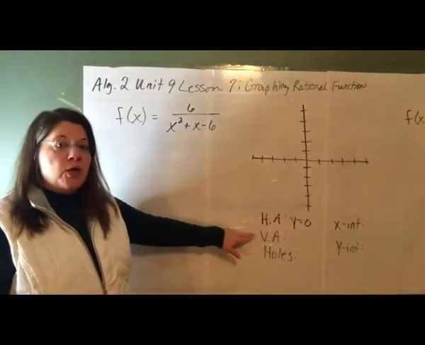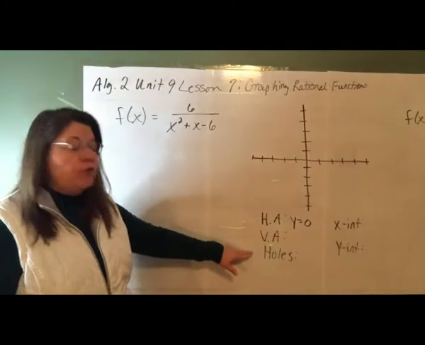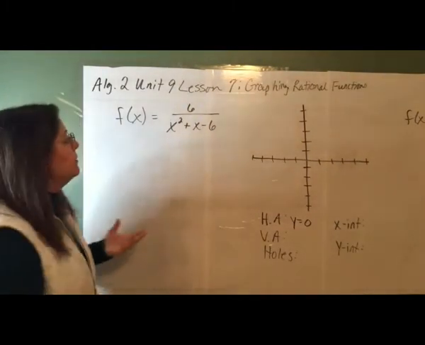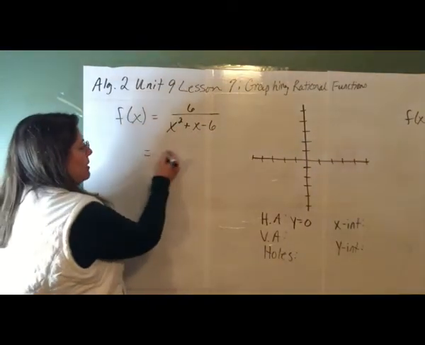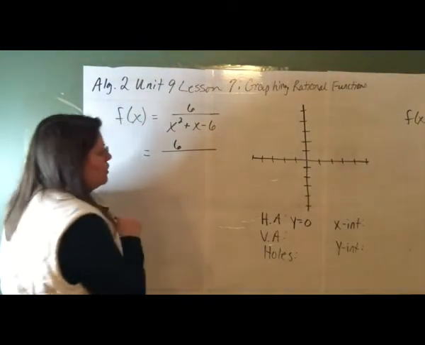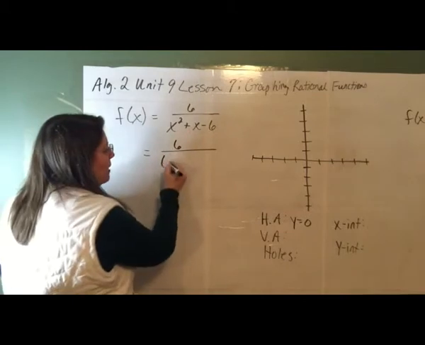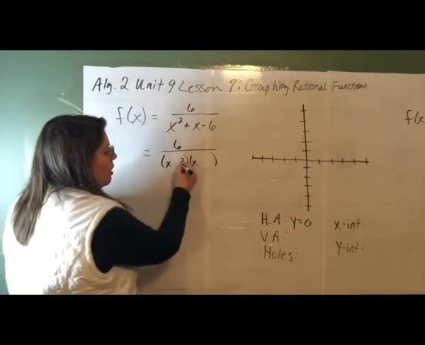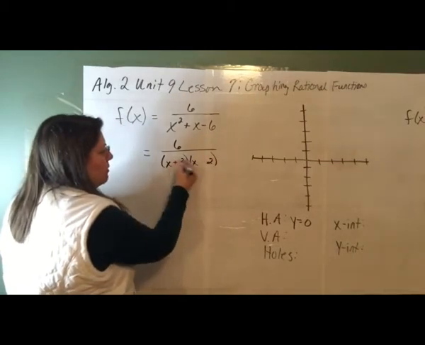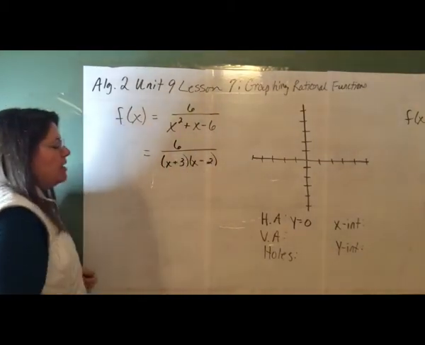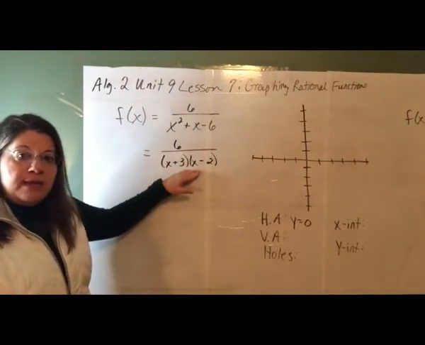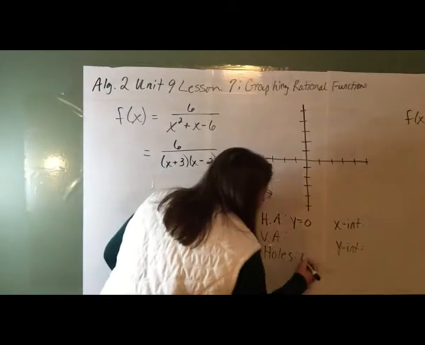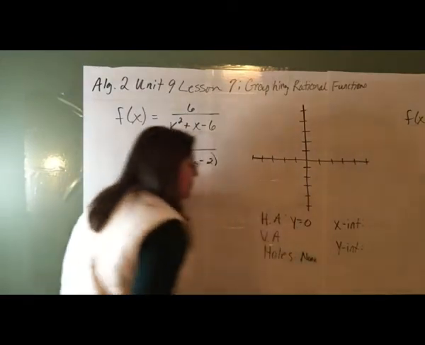Our vertical asymptotes and our holes are found by factoring this to see if anything will cancel out. Now, if you factor the top, it won't factor, so there's nothing you can do there. If I factor the bottom, factors of 6 that subtract to give you 1 are 3 and 2. You have a plus 3 and a minus 2. Nothing there cancels, so that means this function will not have any holes. So for the holes, we're going to say none.